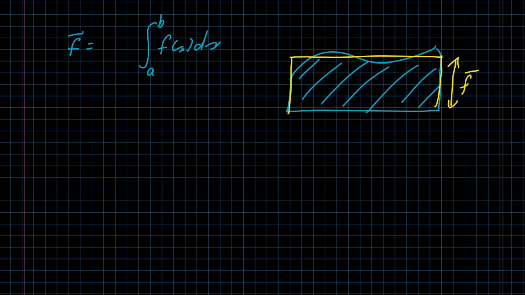The height of the rectangle is going to be f bar, and the width of the rectangle is going to be the same as the width of this part of the function. And if the function started at a and ended at b, then the total distance here is going to be b minus a. So to solve for f bar, I divide both sides of the equation by b minus a. And that gives me the expression for the average value of the function.